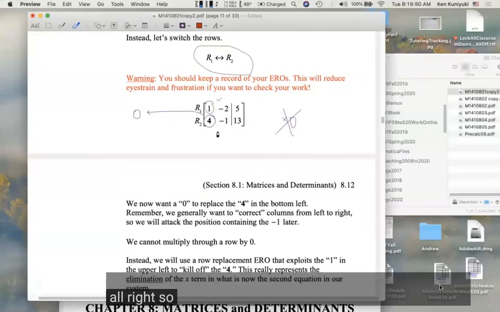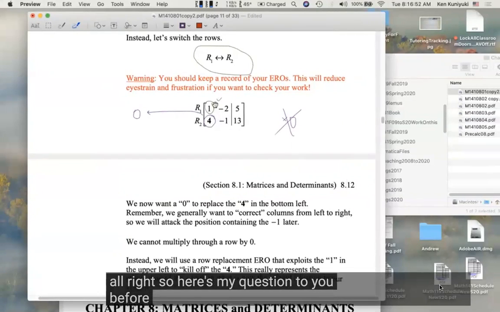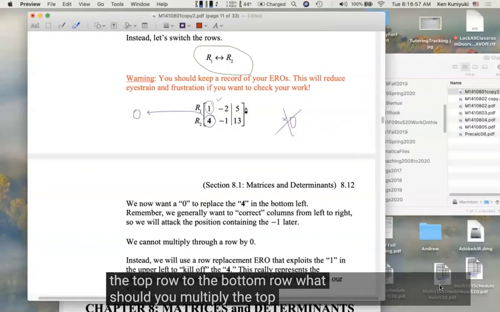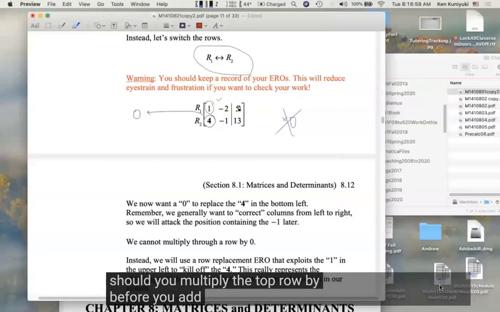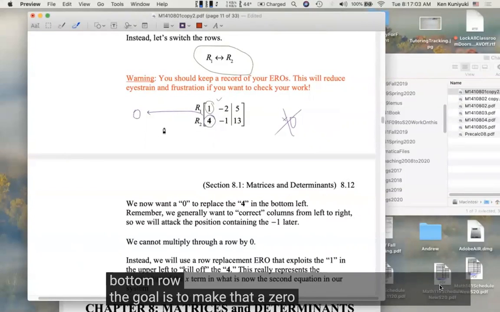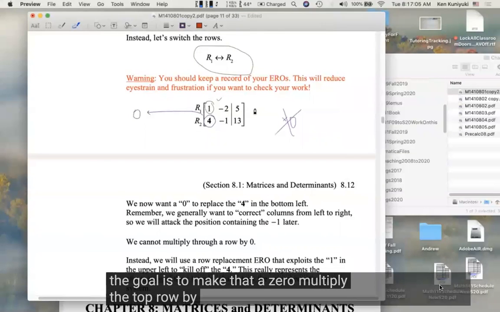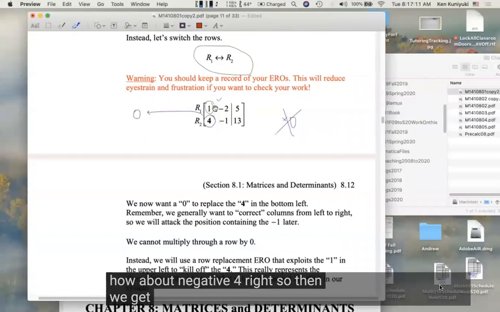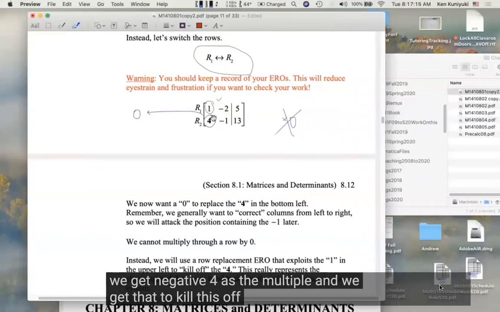All right, so here's my question to you. Before you add the top row to the bottom row, what should you multiply the top row by before you add the result to the bottom row? The goal is to make that a 0. Multiply the top row by what? How about -4, right? So then we get -4 as the multiple, and we get that to kill this off, make it a 0.